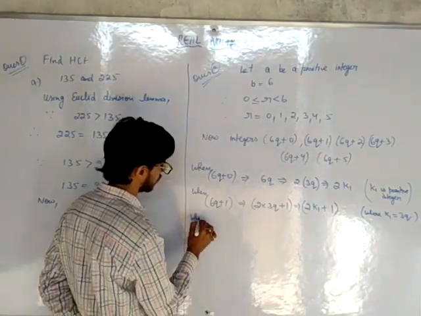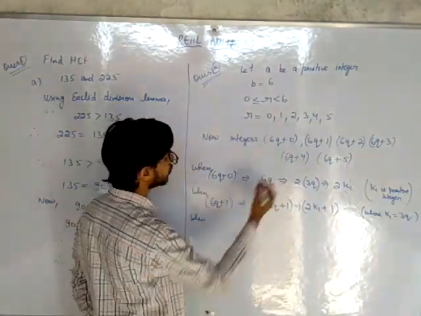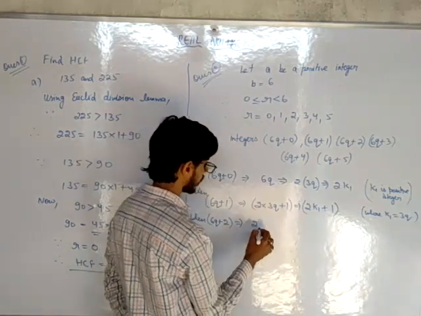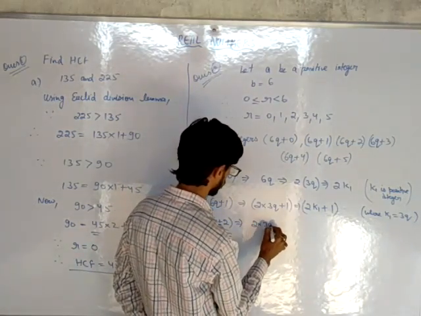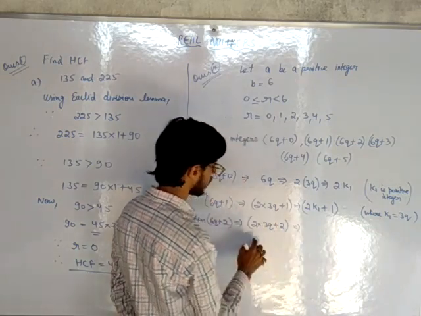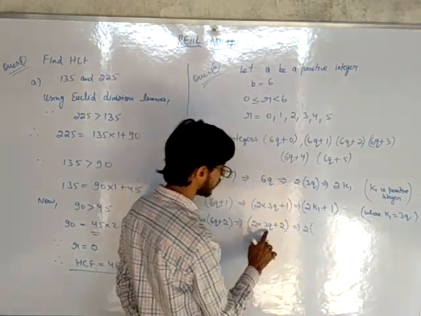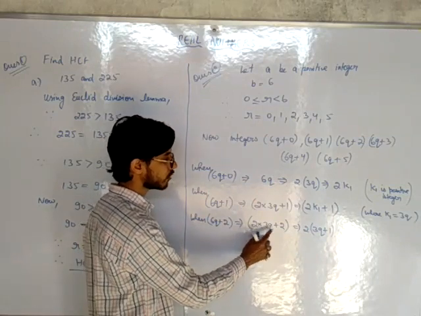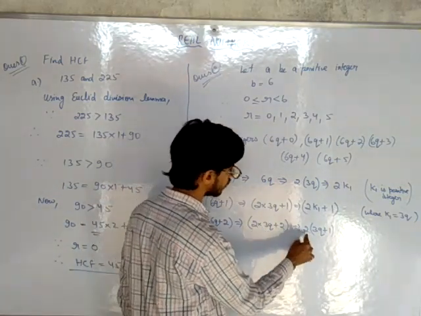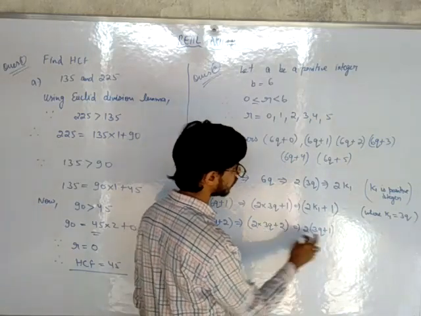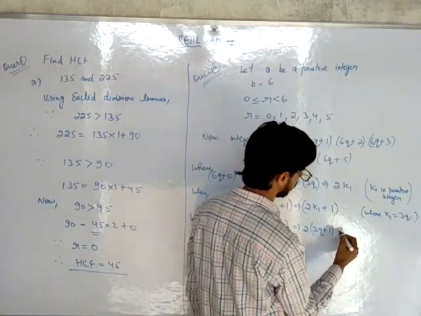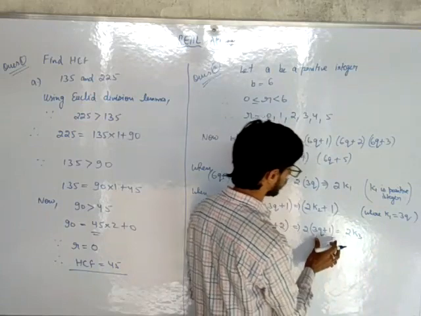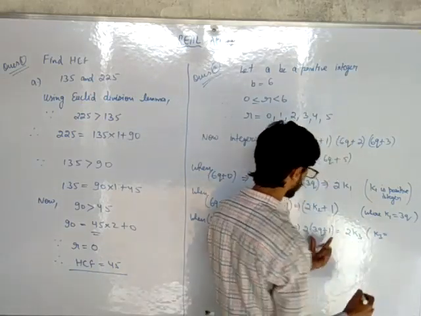Next, the form 6q plus 2. We can write 2 into 3q plus 2. Now see, here 2 is common, so we can take 2 common. Inside will be 3q plus 1. Clear? Now this is in the form of 2 into m. Again we can write 2k3, where k3 is equal to 3q plus 1.